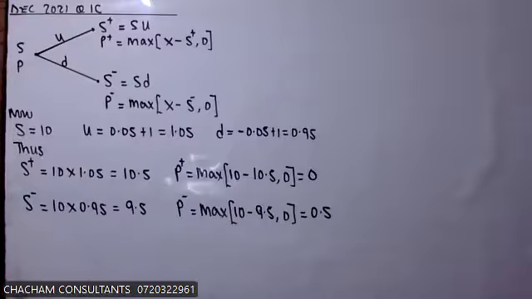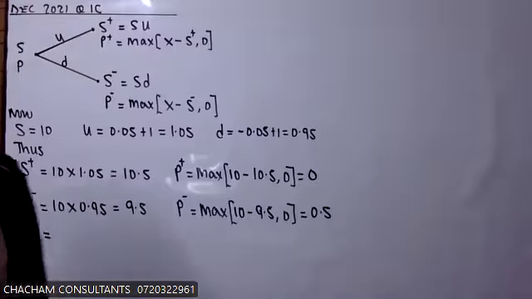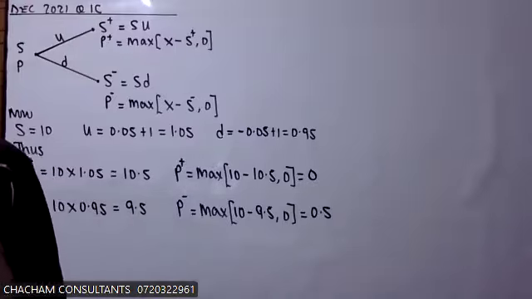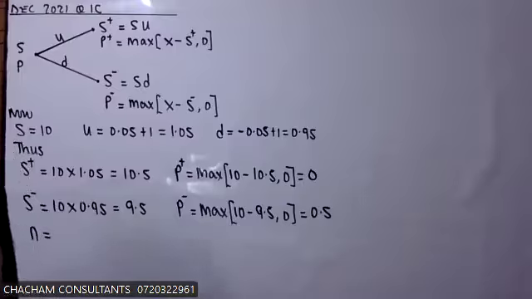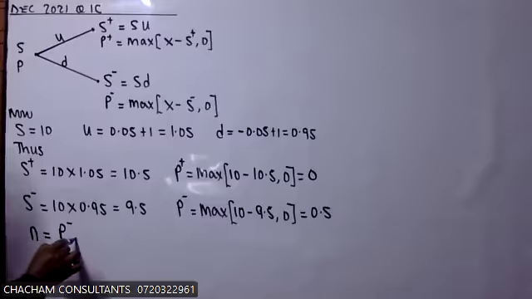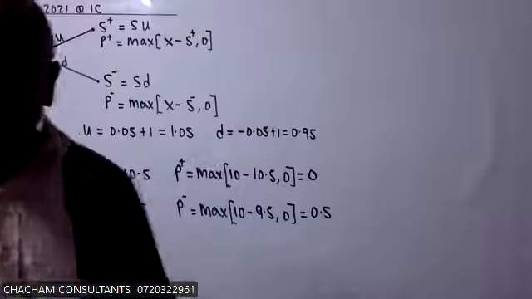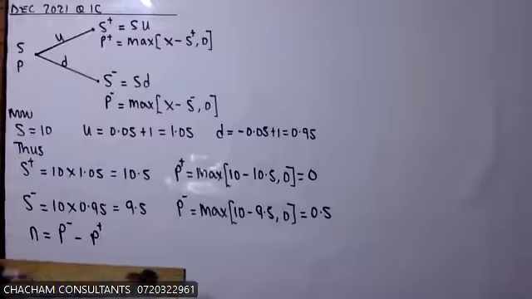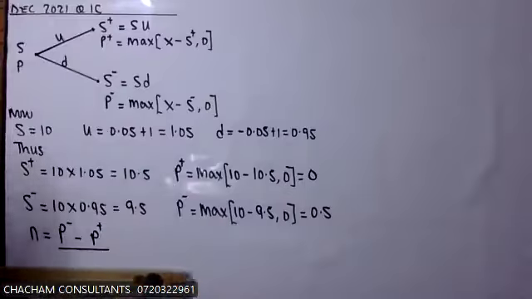Now, if you want to know N, the number of securities to hold so that we do not have arbitrage, it will be given as P. Let me write the formula here. Minus P plus. Remember, put is opposite of the call.